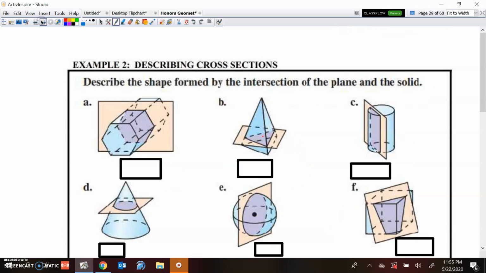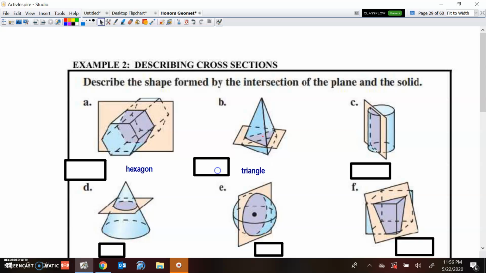So cross sections are really hard to visualize, I think, when you're looking at them two-dimensionally, and this is where some 3D stuff can really help, but I'm just looking to give you an exposure to it. So here they cut it. The purplish shape would be a hexagon. Next one, that purplish shape is a triangle. Notice all of my cross sections are always 2D figures. It's always a two-dimensional polygon.